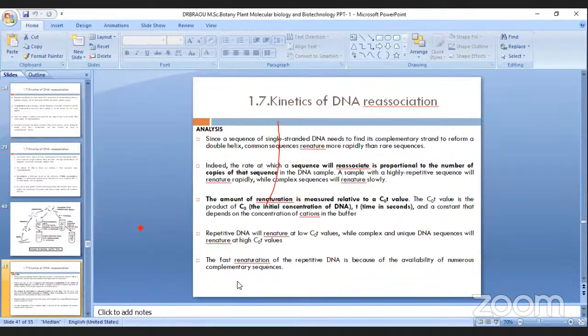The faster renaturation of repetitive DNA is because more complementary sequences are available. You have more repetitive DNA, so it will take less time to renature. So fast renaturation can be seen.